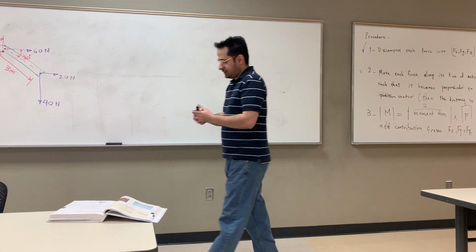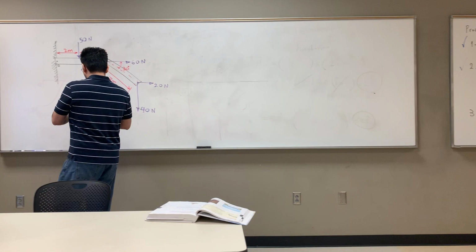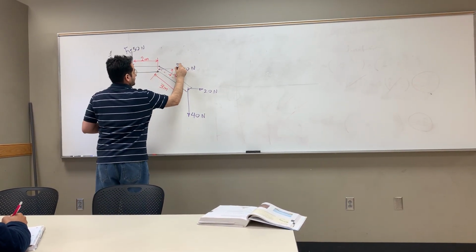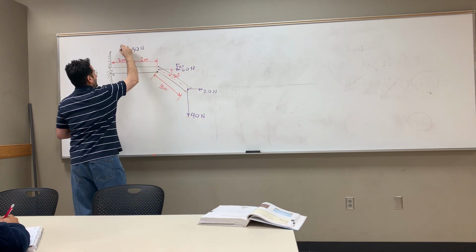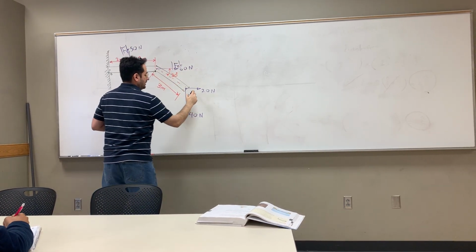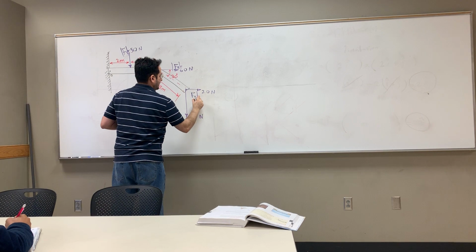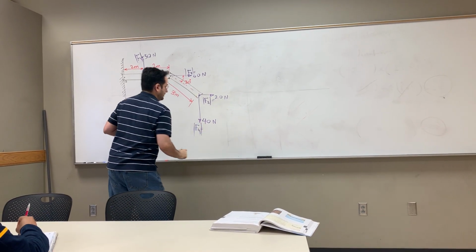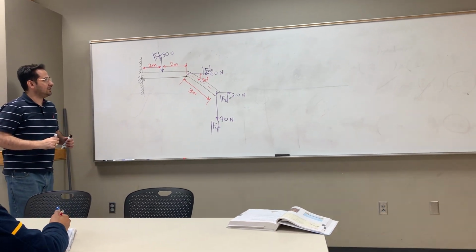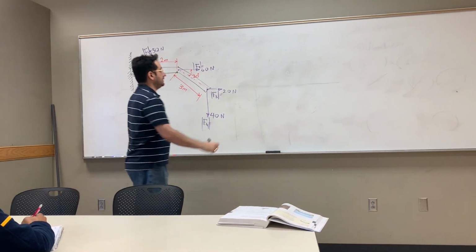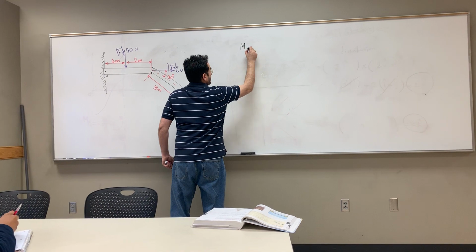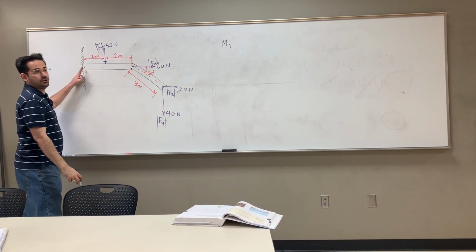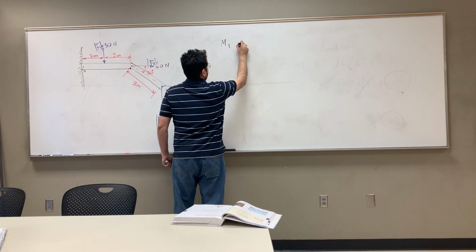So let's start with finding the moment. Let's number them. This is F1, F2, of course the magnitude, F1, F2. Let's say this is magnitude of F3, and this is magnitude of F4, right? Now, let's start with your M1. M1 is the moment generated by force 1 with respect to point O, right?